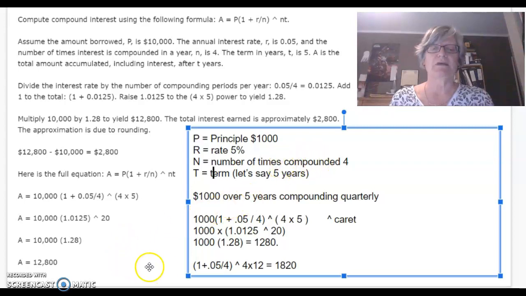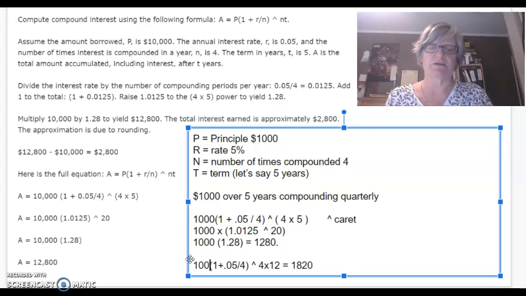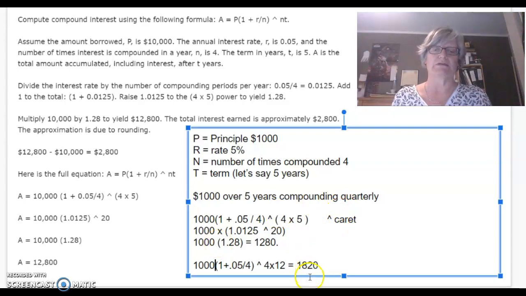Now, if you were going to do your 12 years, if you have a look down here, I've just gone from the bracket business. I'm not going to work it out completely for you because I'm going to do the $1,000. I'm not going to do your sum. So $1,000 multiplied by 1 plus 0.05 compounding quarterly, caret 4 times 12. So that's 4 for the quarterly term and 12 years, because that's roughly how long your investment's going to be.